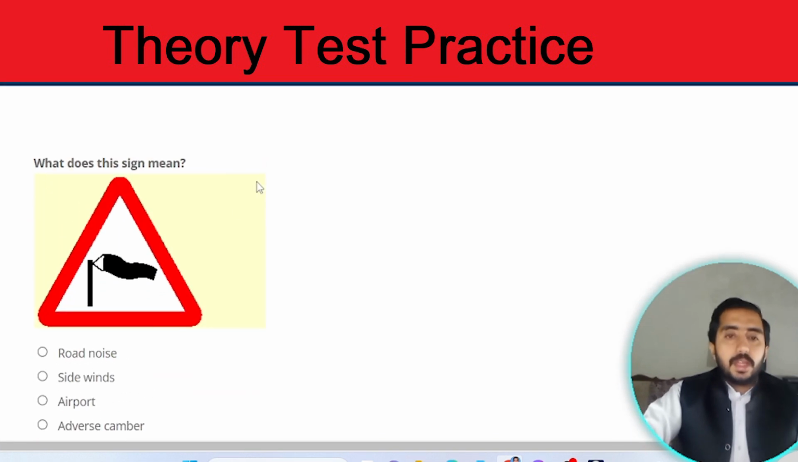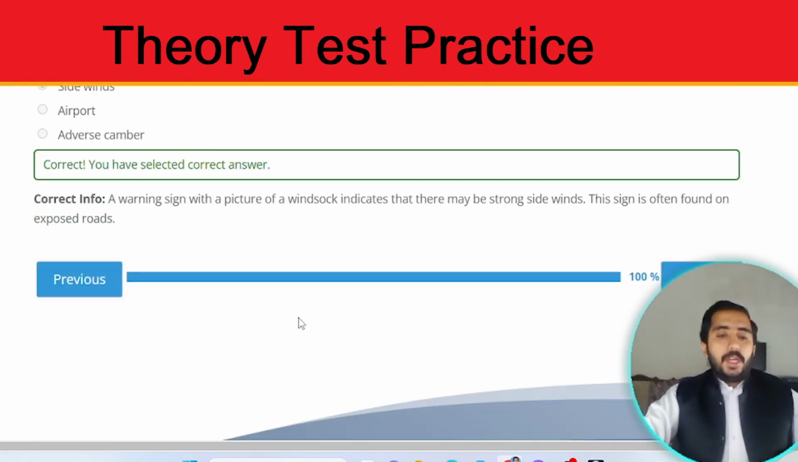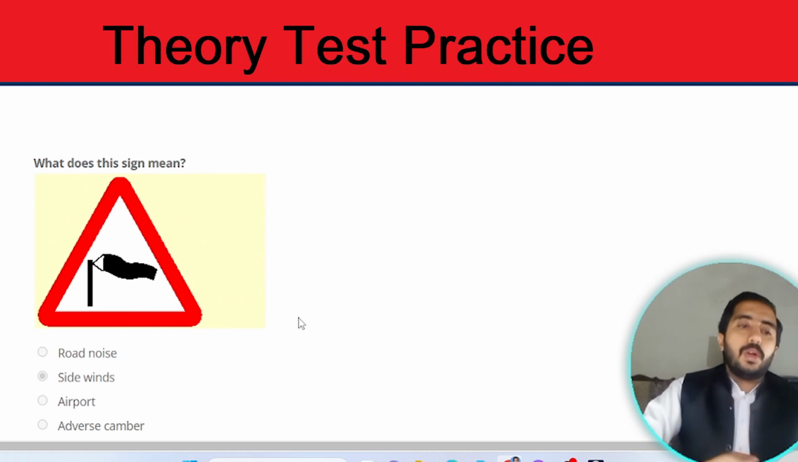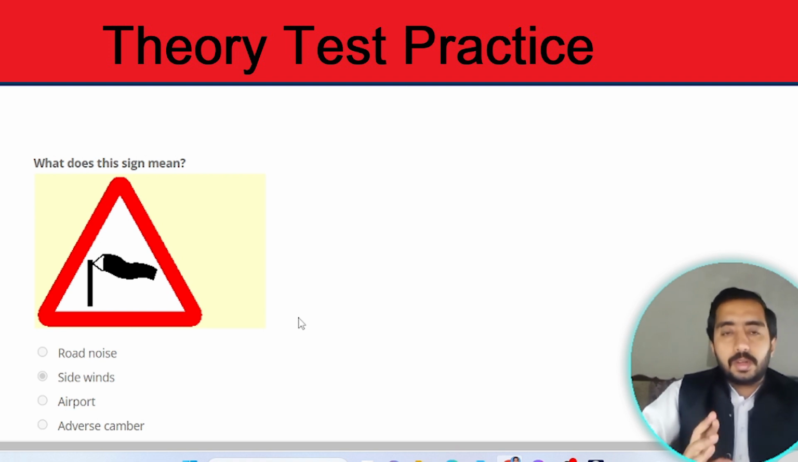And guys, this is the last question of this quiz, and this last symbol is represented by side winds. And guys, we have covered all the questions related to the road and traffic sign test, and in our upcoming videos we will cover all other remaining categories.